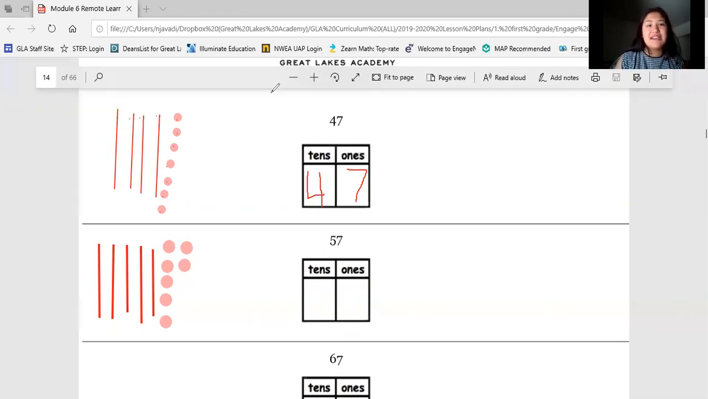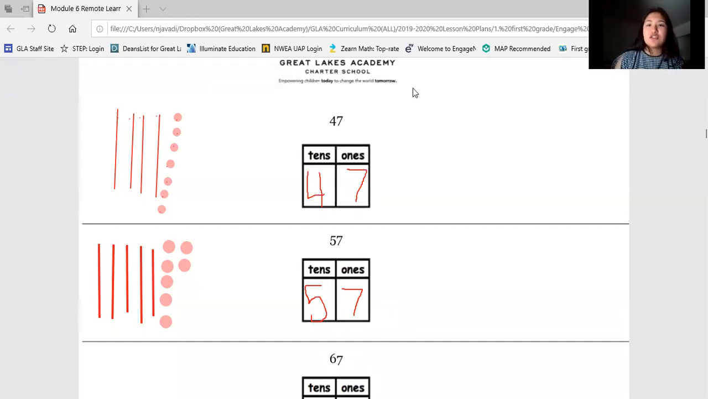Nice job. How many tens did we draw? We drew blank tens. How many tens did we draw? That's right, we drew 5 tens. How many ones did we draw? That's right, we drew 7 ones. I'll write 7 right there. Nice job. Those were really challenging and you worked through those really well.